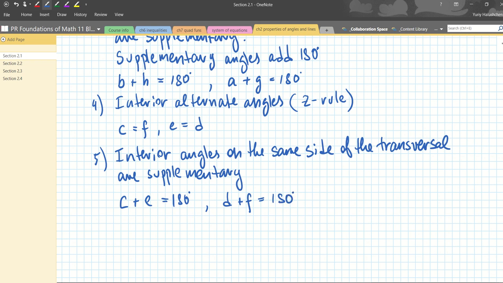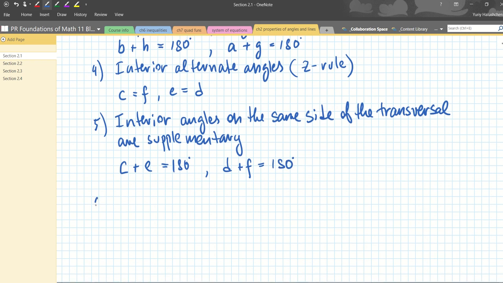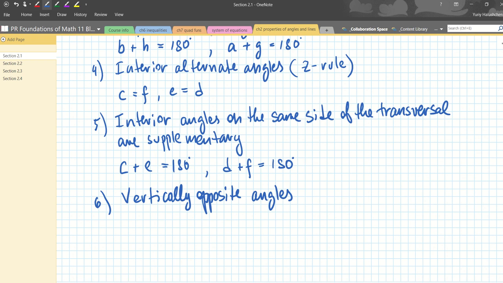All right, so almost done. Definition number 6 is the vertically opposite angles. Okay, now the vertically opposite angles are going to be equal whether you have parallel lines or no. Okay, so you can have non-parallel lines. So L1 doesn't have to be parallel to L2 for this to be true.